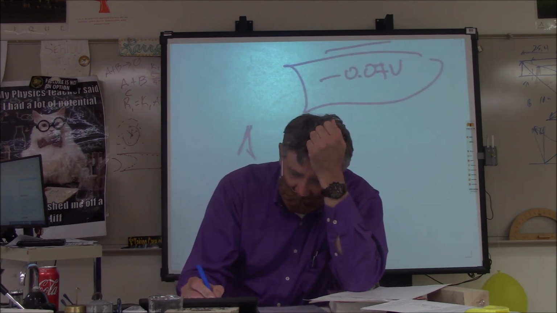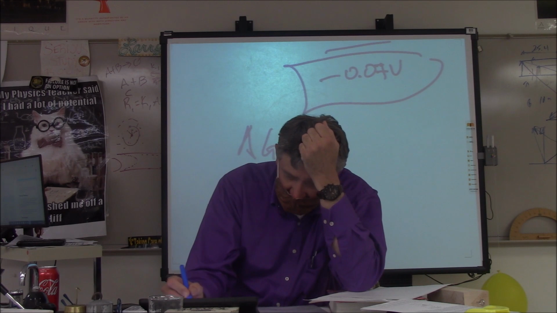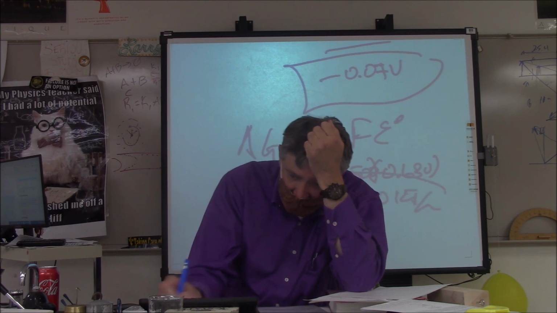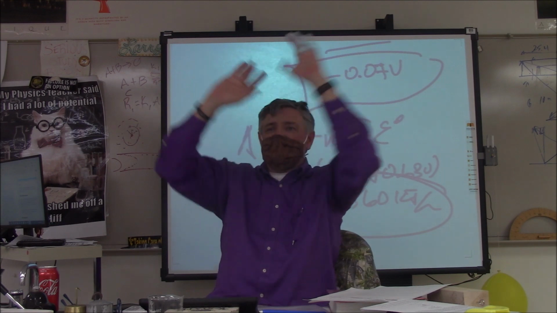So you go delta G naught equals negative n F E naught, where F is Faraday's constant. You get negative 6 times 96,500 times 0.63 volts, and you get negative 360 kilojoules per mole. You've got a negative delta G naught. Guess what the reaction is?